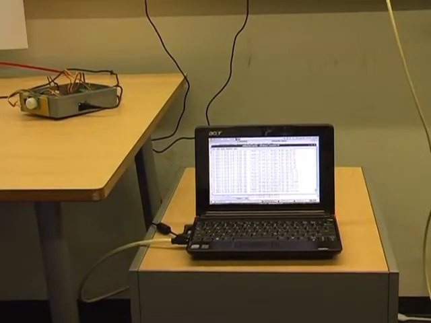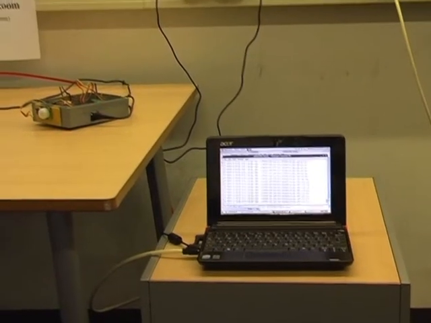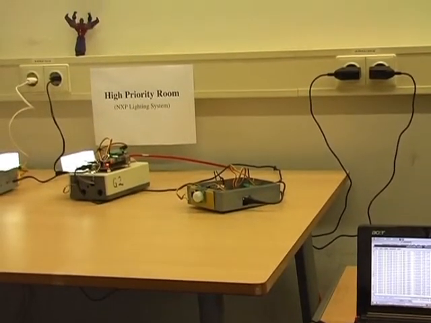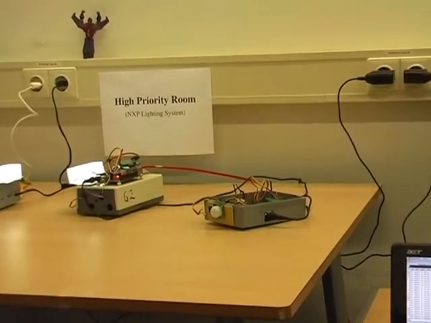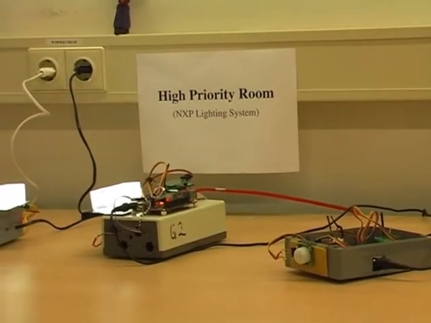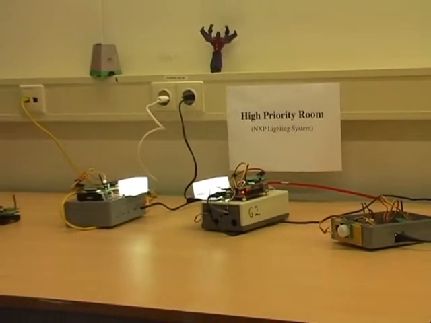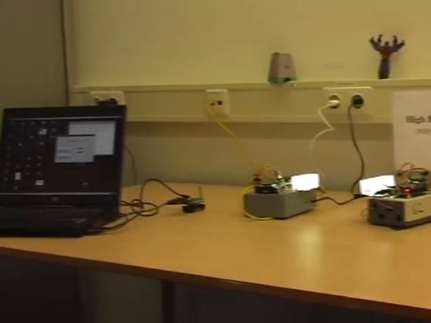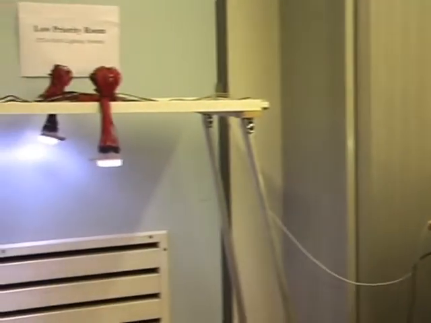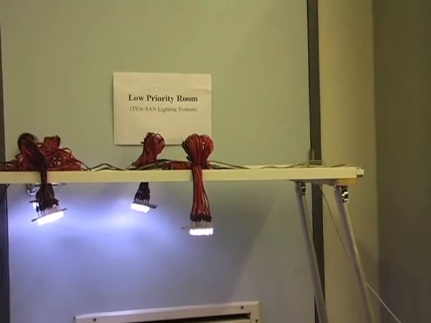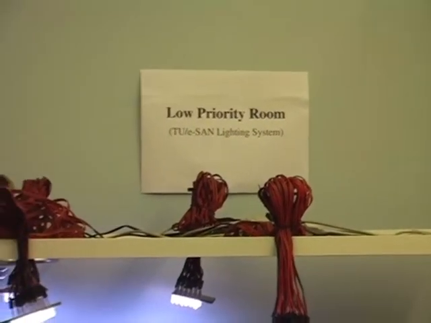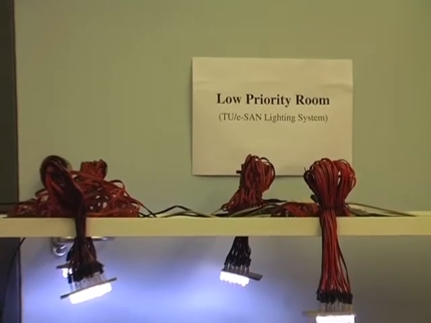So here we have the SIB that is connecting the low priority and the high priority room. Here we see the high priority room with the NXP sensor and the two light KPs, and the switch which is running on a laptop. Here we have the low priority room where the TU/e OSAS system is running.